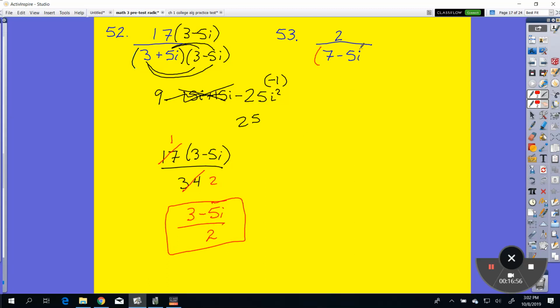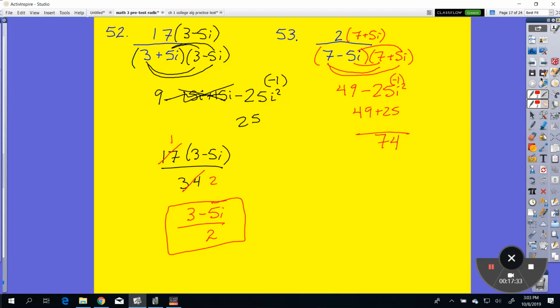On 53, I'm going to multiply it by its conjugate pair. So 7 plus 5i and 7 minus 5i. So on the bottom, 7 times 7 is 49. I know that 7 times 5i and negative 5i times 7 are going to go away, so I'm not even going to write it down. And then I have negative 5i times 5i makes negative 25i squared. But we know from a lot of doing this that this makes negative 1. Negative 1 and a negative make a positive, so I have 49 plus 25, which makes 74 on the bottom.